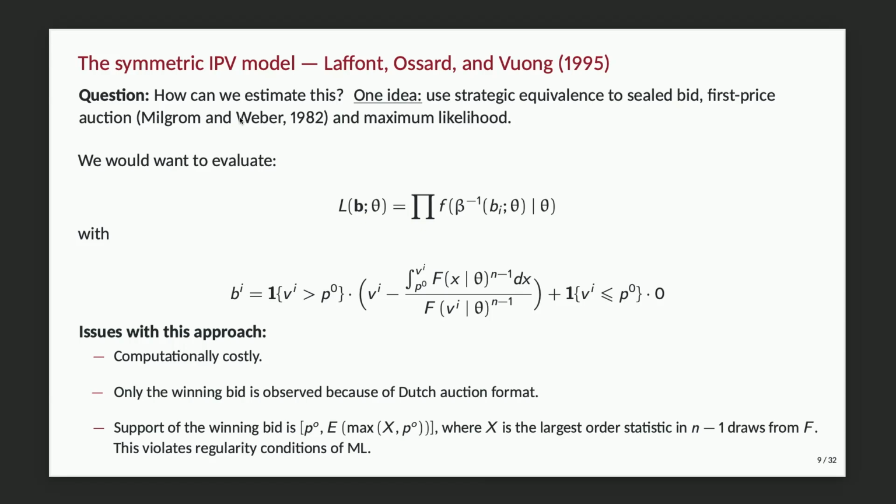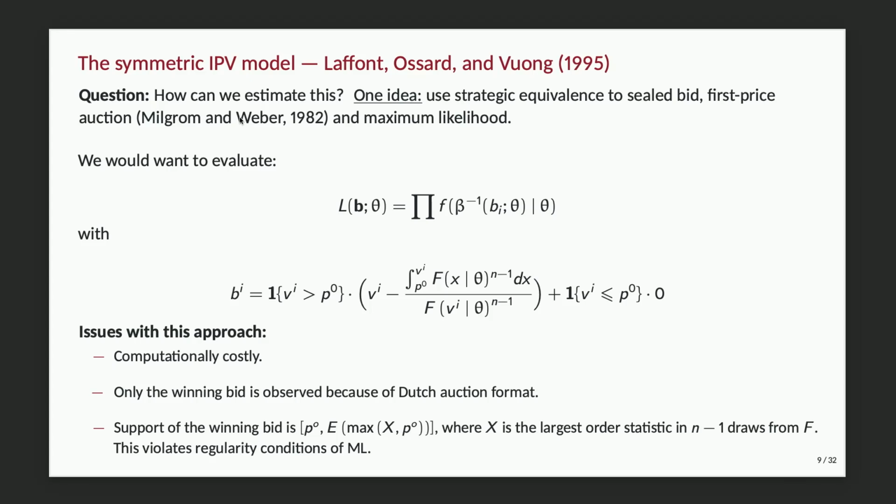In the early literature, by papers by Harry Parsh and others, they have done this, but this is no longer really the way people estimate auctions these days. It's computationally costly, as I hope I made clear here. Another issue is that we actually only observe the winning bid here. So what we would have to do is first get the expression for the likelihood of the winning bid, which is something we can of course do, right?